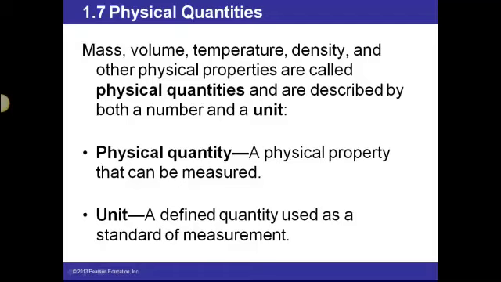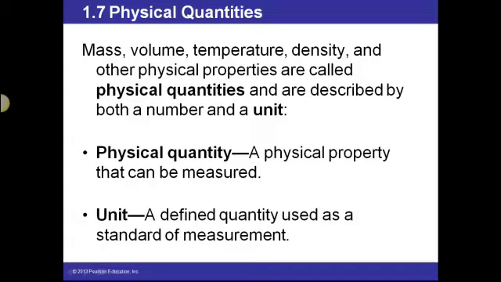So the next area that we want to talk about is how we make measurements in the laboratory. And so this is going to require that we're able to define what a physical quantity is. And so we have a lot of different terms that we can use to define these physical quantities. So these could be things like mass, volume, the temperature, the density, and other physical properties are called physical quantities. And so they're described by both a number and a unit.